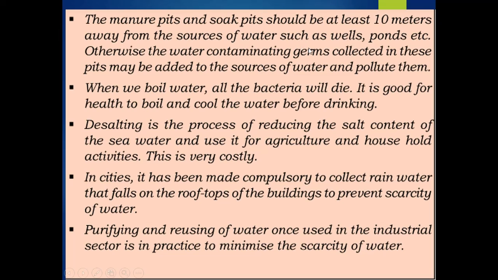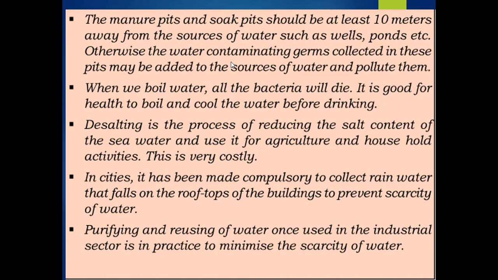Sources of water such as wells, ponds, etc. So the soak pits and manure pits should be at least 10 meters away from the source of water. Otherwise, what will happen? The germs collected in these pits may be added to the sources of water and pollute the water source. So we should keep the manure pits and soak pits at least 10 meters away from the well or pond, because if you keep them near the source of water, it will pollute the water sources.